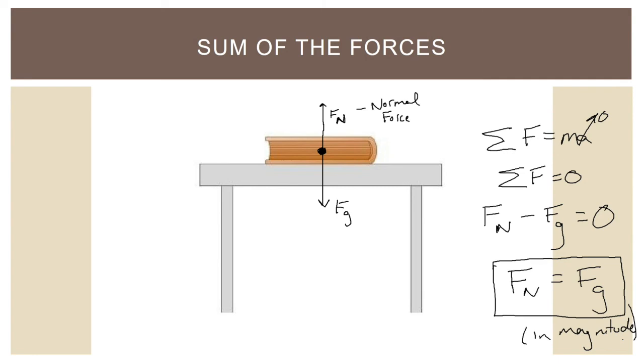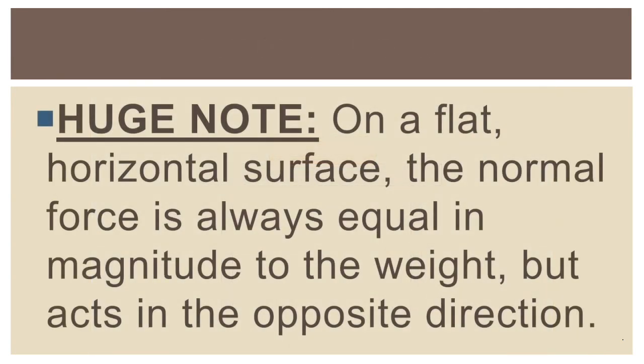And that's a very important idea for a lot of the things we're going to be talking about in this course. So take a second to write that down. This is a huge note. On a flat, horizontal surface, the normal force is always equal in magnitude to the weight, but acts in the opposite direction. Take a second to pause this video and write that down, and when you hit play, we'll wrap it up for today.